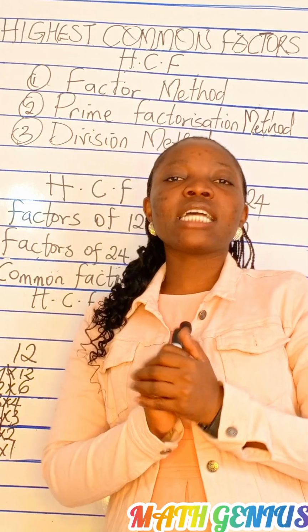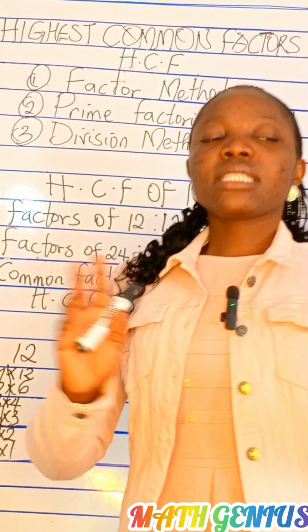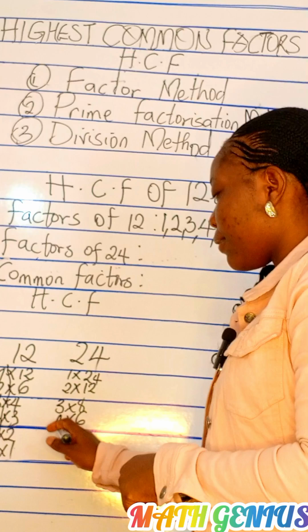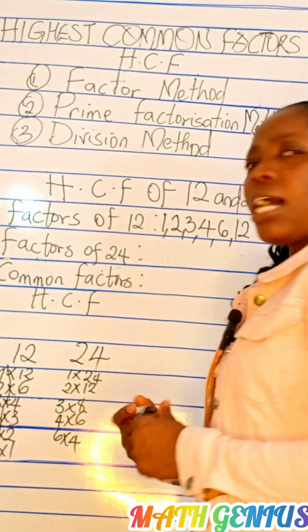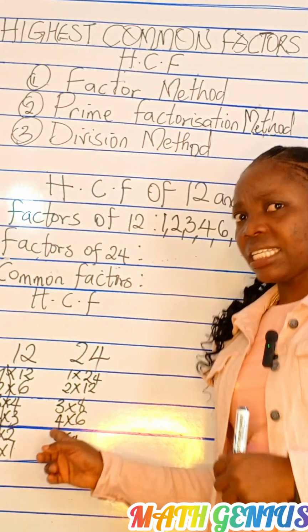We go to the next number, which is 6. 6 times 1, 6. 6 times 2, 12. 6 times 3, 18. 6 times 4, 24. Of course, 6 is a factor. Now, observe a repetition. 4 times 6 has been repeated as 6 times 4.